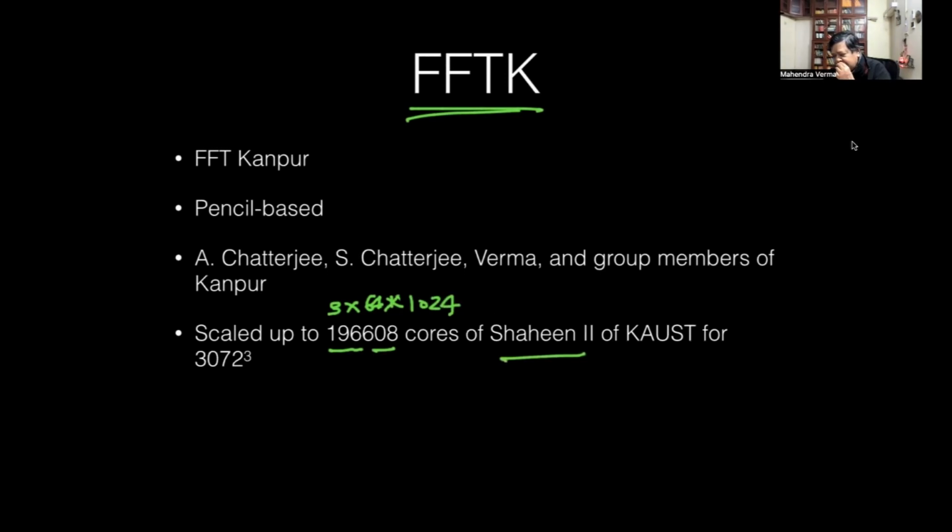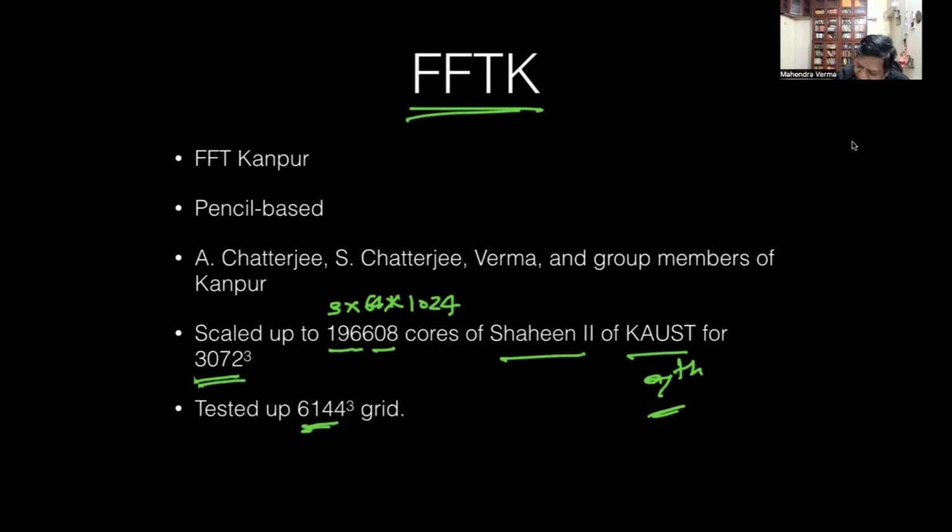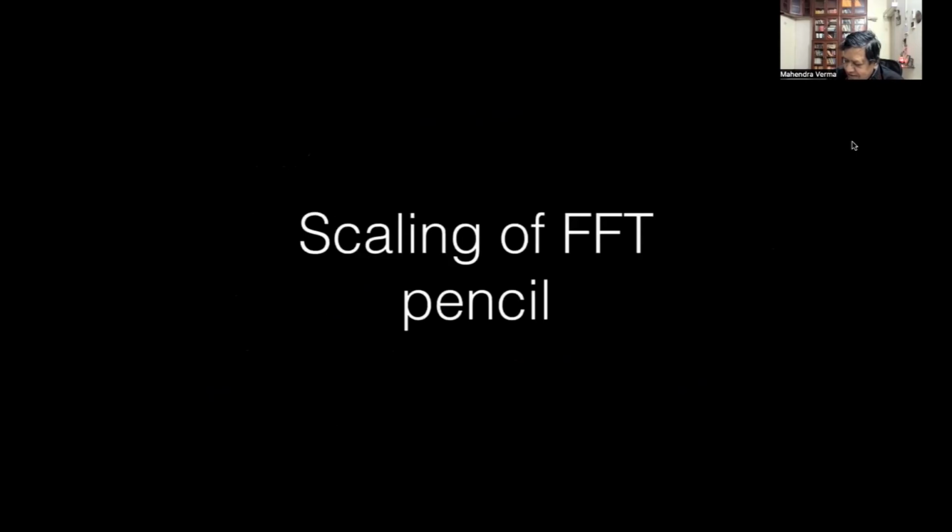Shaheen 2 is at KAUST, and the best ranking it got was, I think, 7th in the Top 500. Now it has come down to around 100. So we went up to 3,000 cube. It has been tested up to 6144 cube, but scaling is up to this. And we use this FFT to do a flow solver, which I will describe after my presentation of FFTK. So let's see the scaling. I did discuss it in my previous lecture, but I will redo it now.